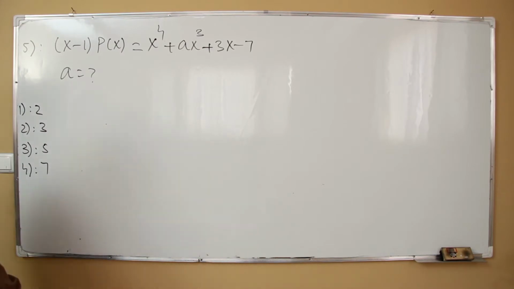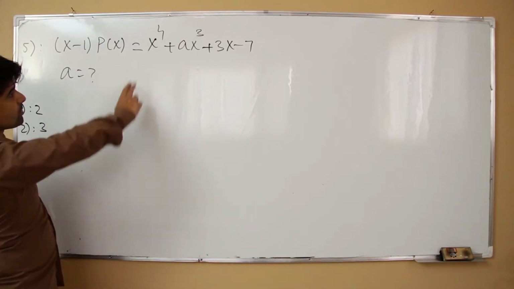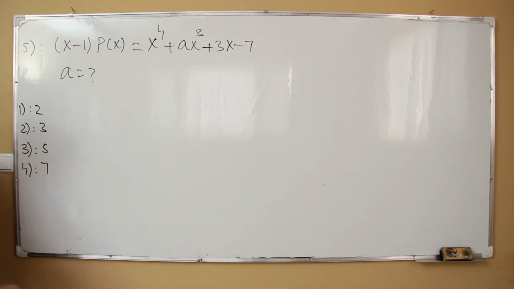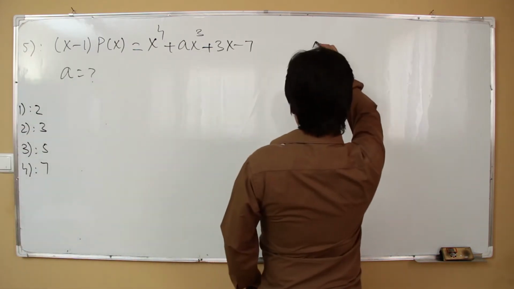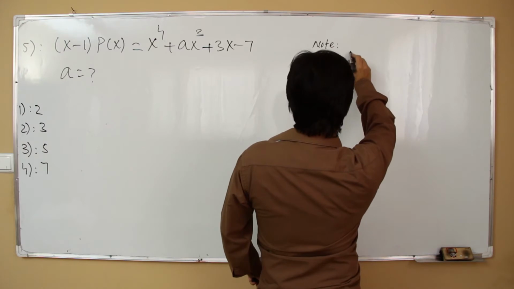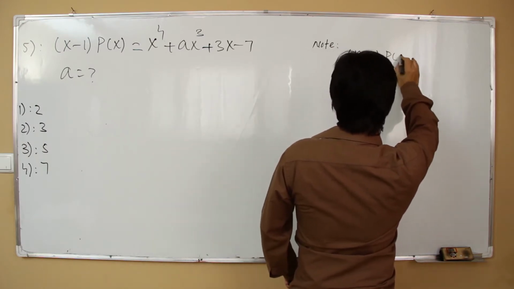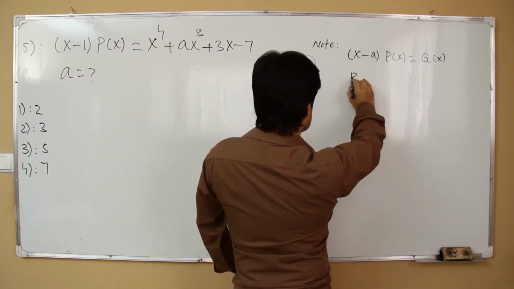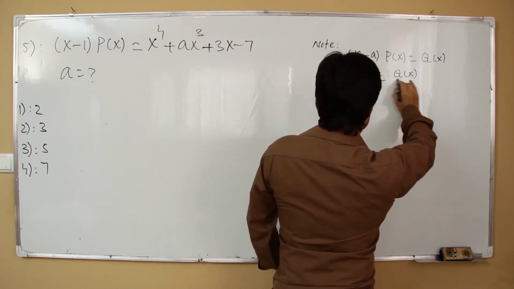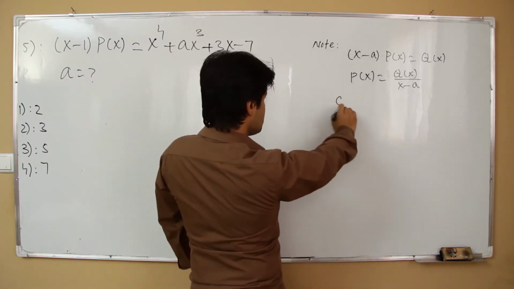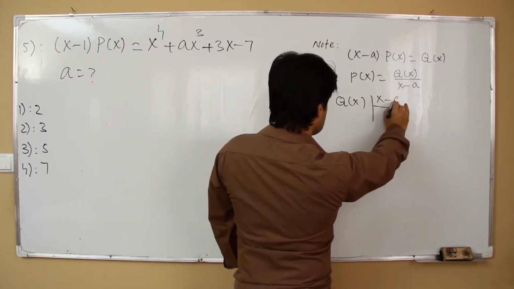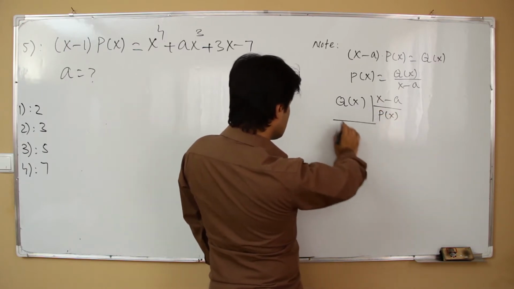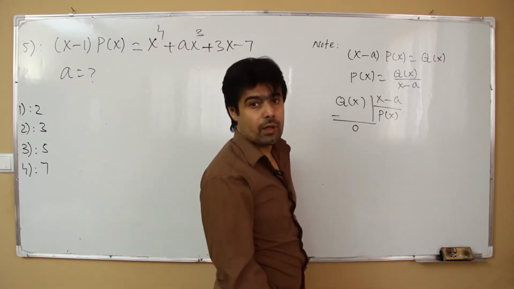Question number 5. X minus 1 times P(x) is equal to x to the power 4 plus a x cubed plus 3x minus 7. Then what is a? If you have, note, if you have x minus a times P(x) equal to Q(x), what does it mean? It means that P(x) is equal to Q(x) divided by x minus a. And it means Q(x) is divided by x minus a. This is the quotient, which is P(x), and the remainder is 0. Am I right or not?